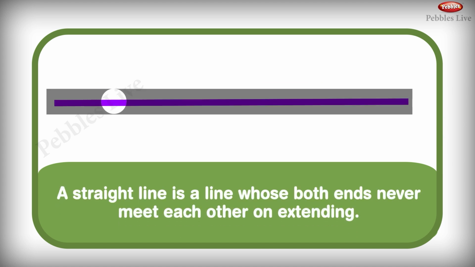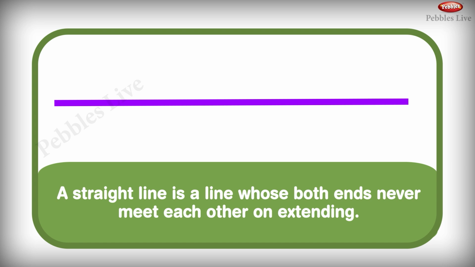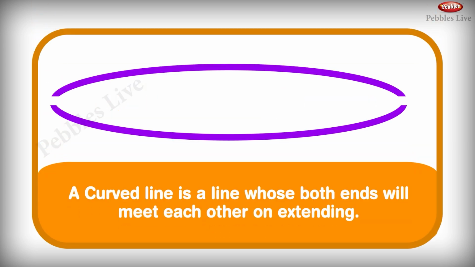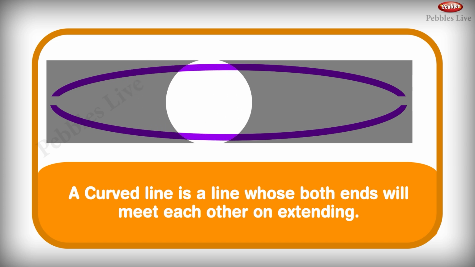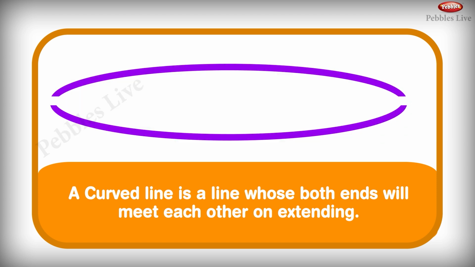Straight line. A straight line is a line whose both ends never meet each other on extending. Curved line. A curved line is a line whose both ends will meet each other on extending.